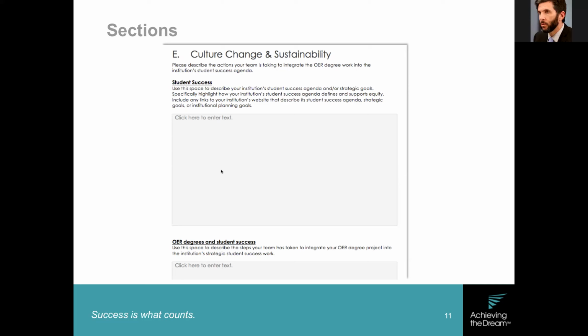highlight how your institution, what it's done maybe since the beginning, or what it's starting to do, or what you've evolved into, is connecting this work to your student success agenda. What is that agenda? And if you have any links on your website that describe your mission or your student success program, whatever it may be, certainly include those in there. But how do you link this to your strategic institutional goals, which is again really what makes OER degrees tough as opposed to individual OER courses, because you're talking about an institutional effort.